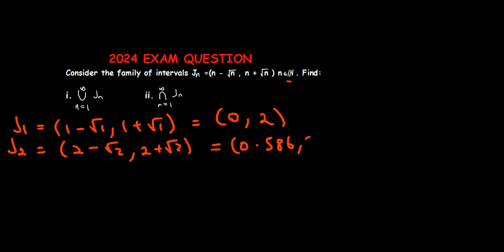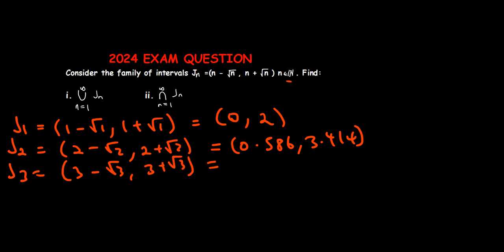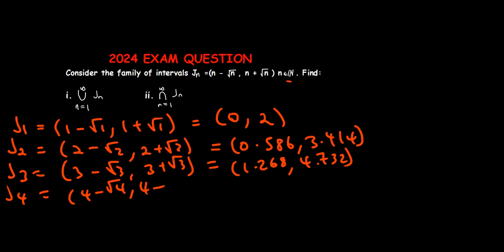0.586 comma 3.414, like that. Then when I go 3, I'll get 3 there, 3 minus root of 3 comma 3 plus root of 3 there. Then what I'll get is 1.268, like that. Then 4.732, like that. Then I have the fourth one. I can go up to the fourth one. Then the fourth one will just give me 4 minus root of 4, then I have 4 plus root of 4, like that. Then this is just going to be equal to 2 comma 6, like that.